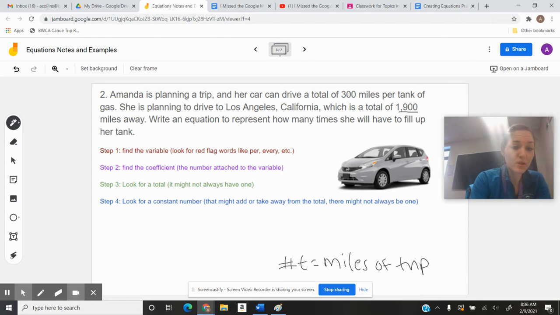All right, so first thing you want to do is look for your variable. Look for red flag words like per and every. Okay, I'm planning a trip. Drives a total of 300 miles per. Okay, so my variable is tanks of gas. I'm just going to represent that with T.